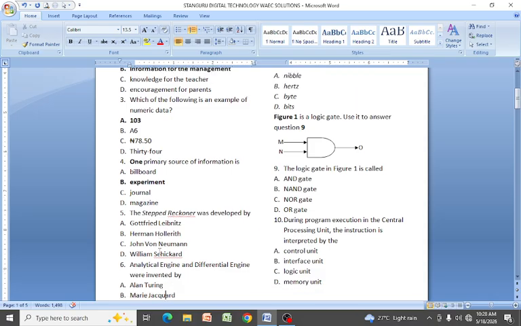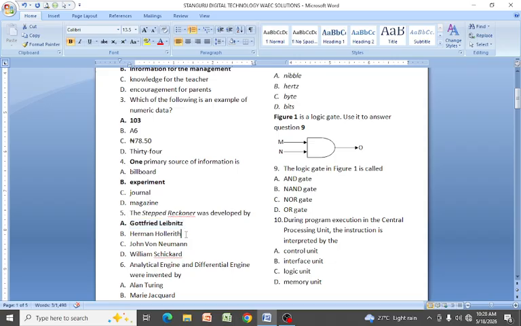Question number 5. The Step Reckoner was developed by who? A. Gottfried Leibniz, B. Herman Hollerith, C. John von Neumann, and D. Wilhelm Schickard. The correct answer is A, Gottfried Leibniz. I will tell you why. He was the one who invented the early mechanical calculator.